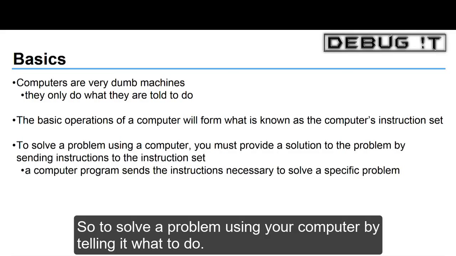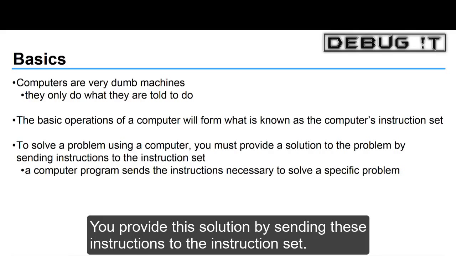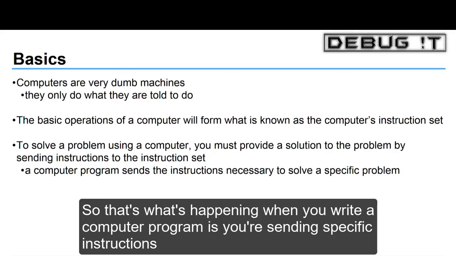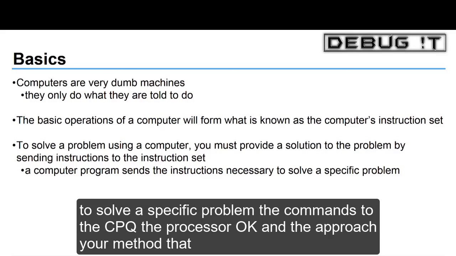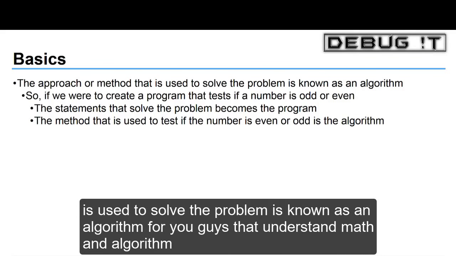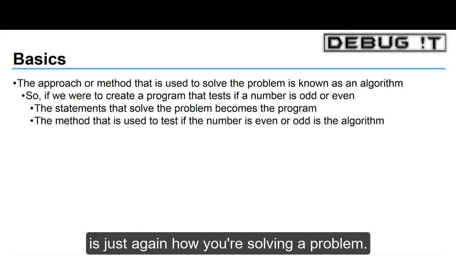So to solve a problem using a computer, by telling it what to do, you provide the solution by sending these instructions to the instruction set. That's what's happening when you write a computer program: you're sending specific instructions to solve a specific problem via commands to the CPU, the processor. The approach or method used to solve the problem is known as an algorithm. For you guys that understand math, an algorithm is just how you're solving a problem.